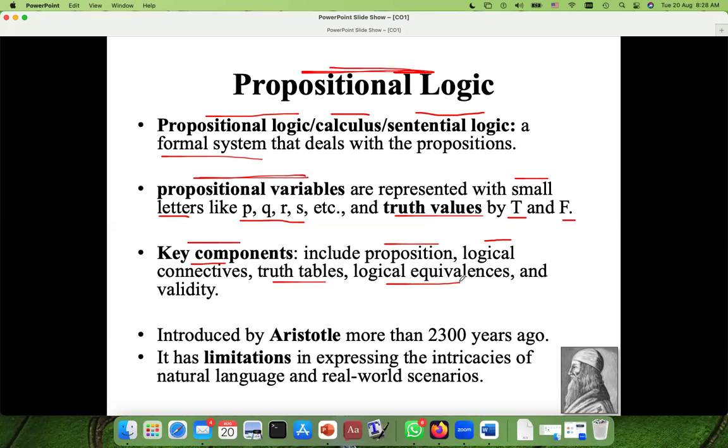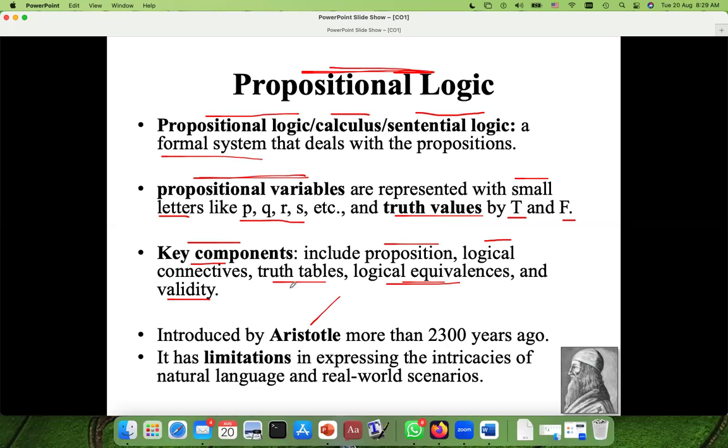If you have two propositions P and Q, or equations of propositions, a mathematical equation built with propositional variables, and the left hand side and the right hand side are given, you have to prove that they are logically equivalent. How can you do that? We will understand this in the upcoming slides. And then whether the proposition or the equation is valid or not, we will also see that. This concept is given by Aristotle. This is the history.